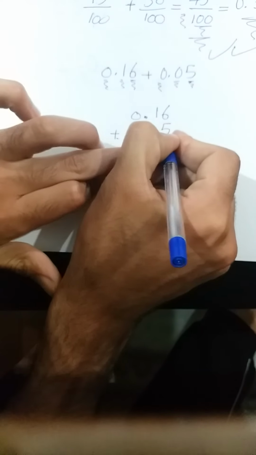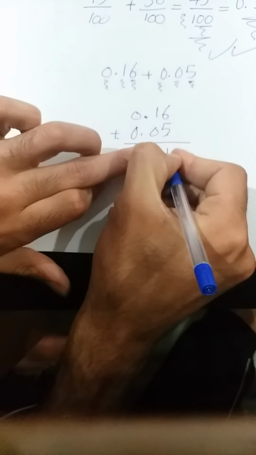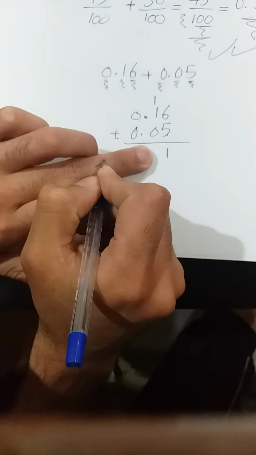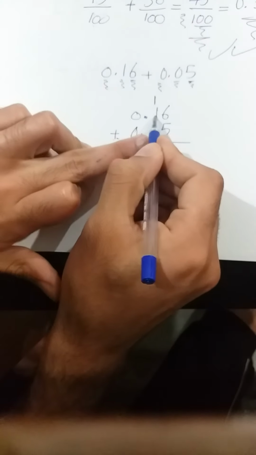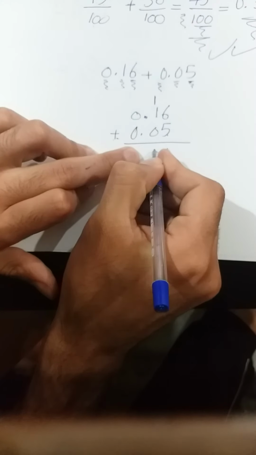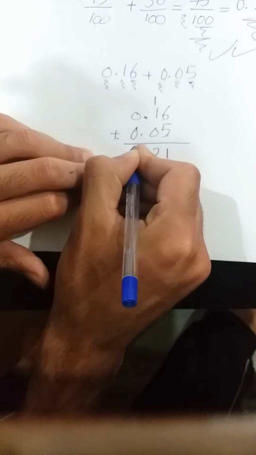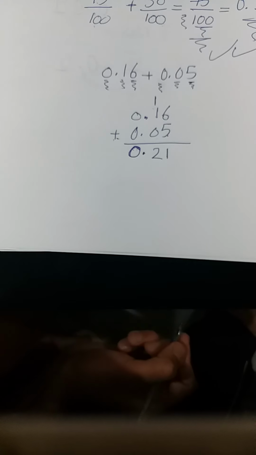6 plus 5, 11. I'm going to put 1 here and 1 up. Okay? 1 plus 1, 2 plus 0, nothing, 2. Put the decimal point as it is and put the 0 as it is. Okay? And that's it.